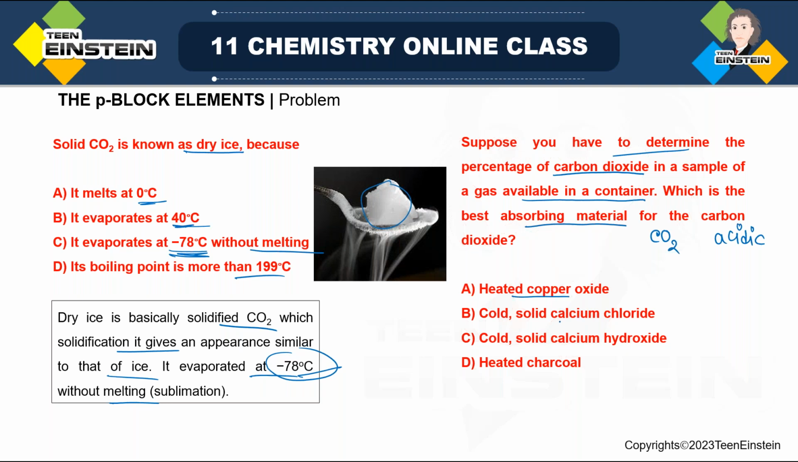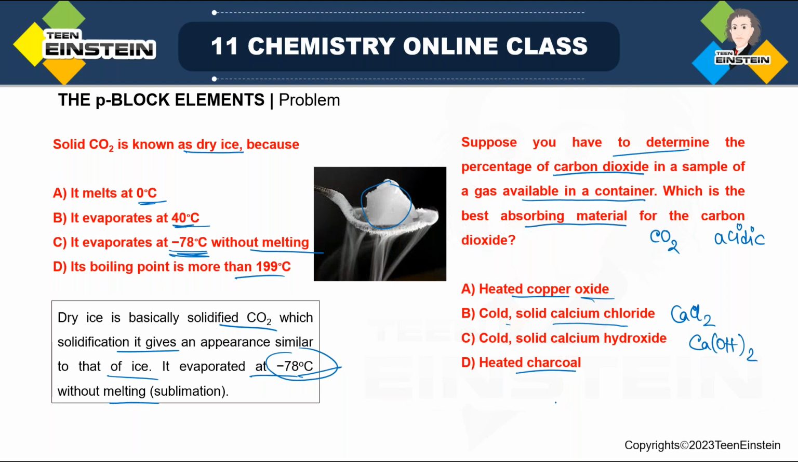Heated copper oxide. This is an oxide of copper, so you cannot expect alkaline nature. Then cold solid CaCl2, calcium chloride. This is also a chloride salt of calcium and is not alkaline. Then solid calcium hydroxide. Now this can be an answer.